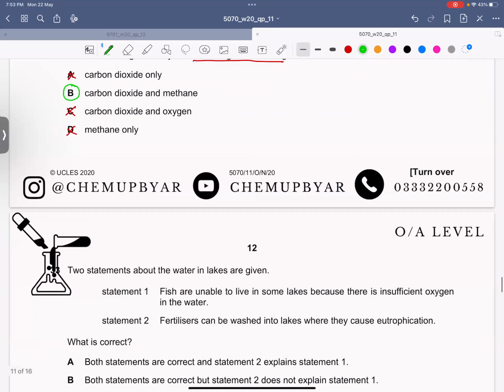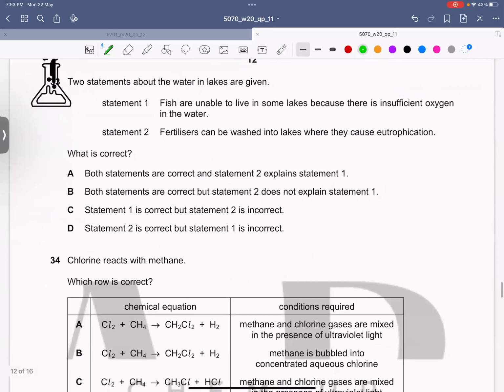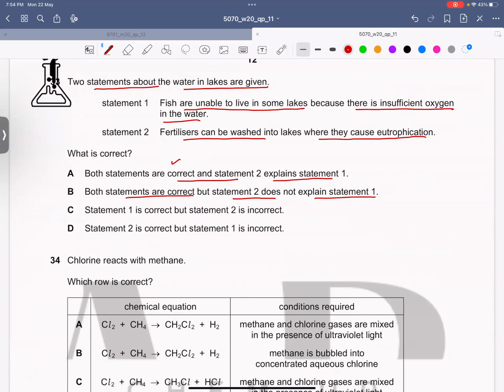Okay. Now question number 33. Two statements about the water in lakes are given. Fish are unable to live in some lakes because there is insufficient oxygen in the water. Fertilizers can be washed into lakes where they cause eutrophication. Both statements are correct. Statement 2 explains statement 1. Yes, both statements are correct. Both statements are correct, but statement 2 does not explain statement 1. Now you have to identify which one is correct answer.